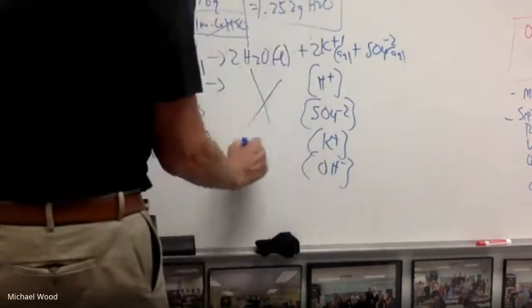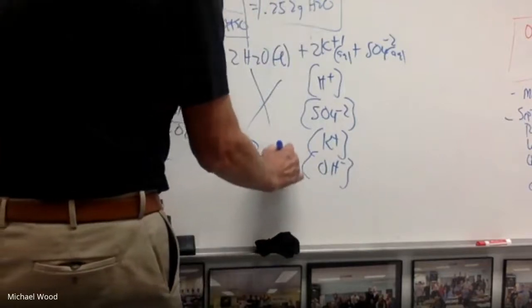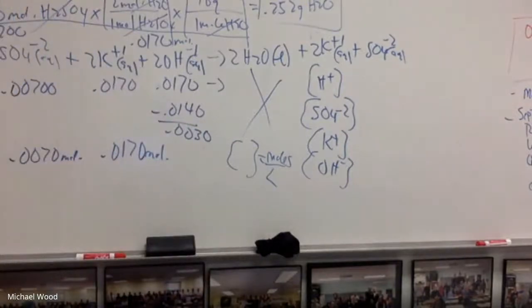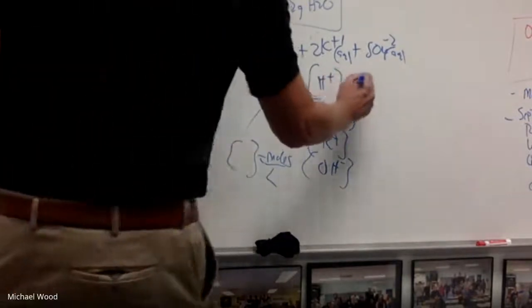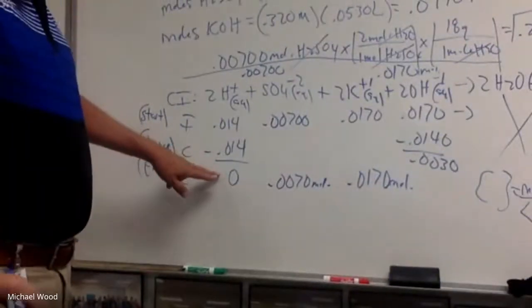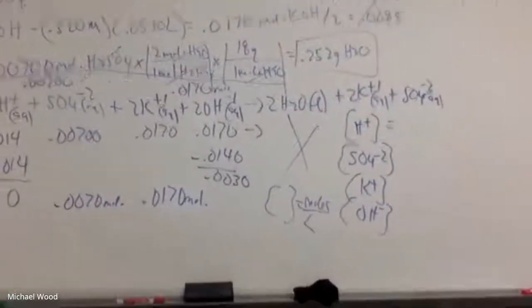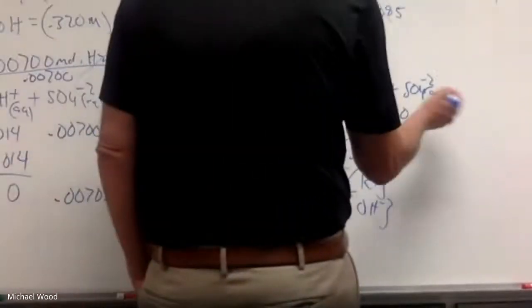And remember, the brackets mean moles per liter. If I go back and forth, over here, the H plus was 0. So here then, the H plus was consumed, so it'd be 0.